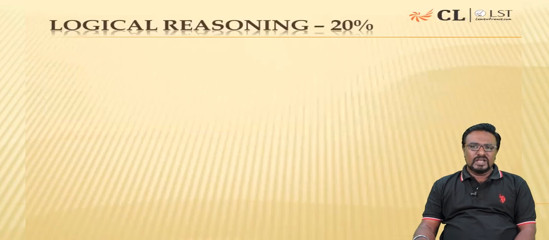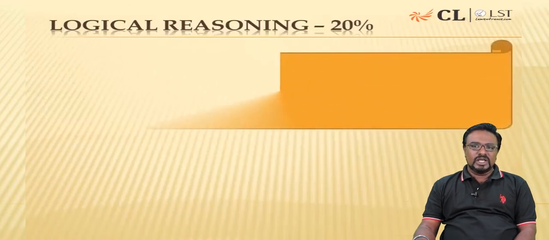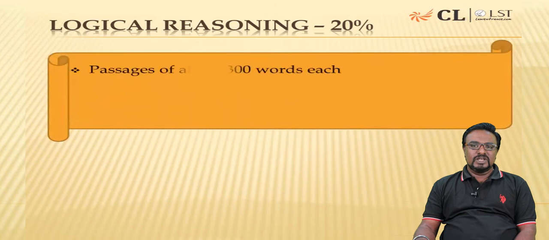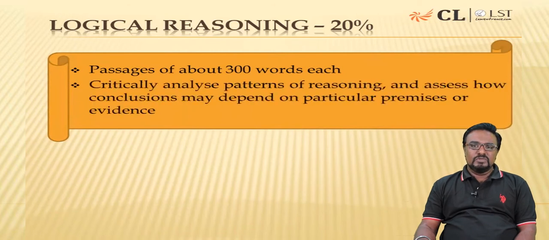Along with that, you have logical reasoning, which is the one section where the passage size is smaller. You only have 300-word passages, and again you might have 4 to 5 passages. In these passages, they would be critically analyzing the patterns of reasoning, how well you can reason and think, and assessing how conclusions may depend on particular premises or evidence given in the passages.